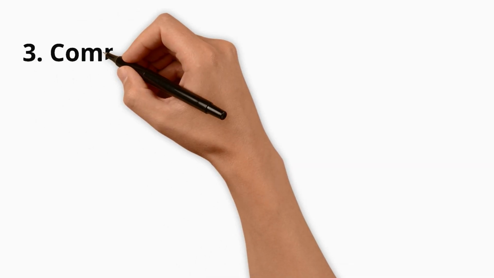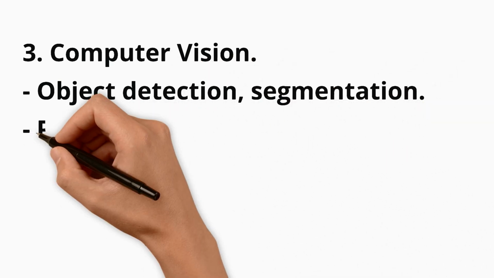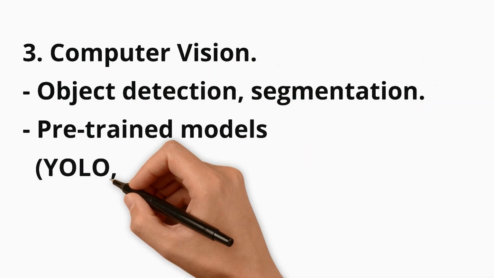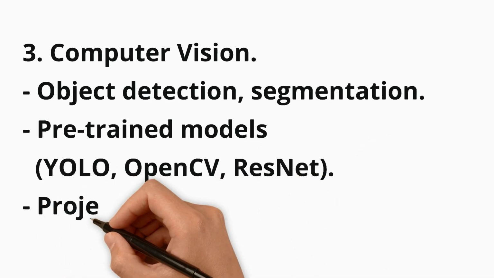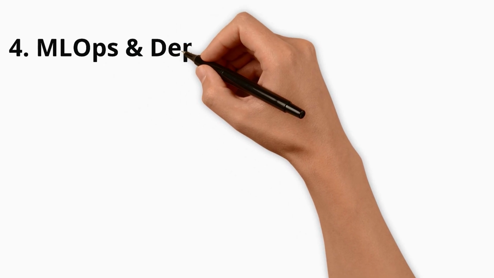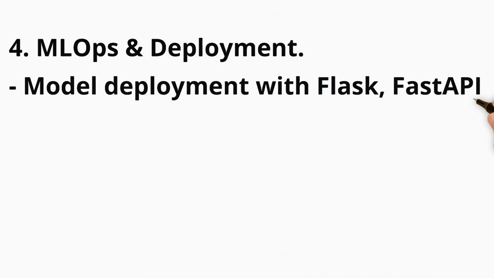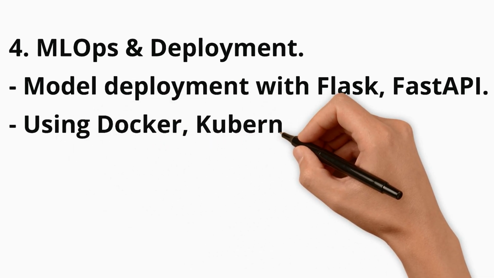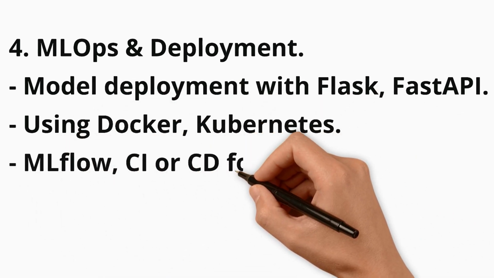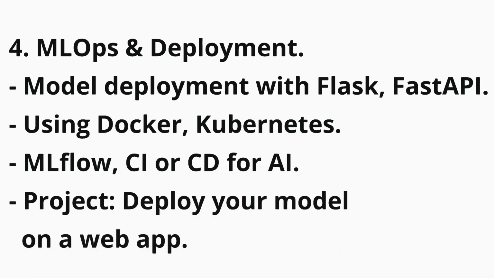3. Computer vision. Object detection, segmentation. Pre-trained models, YOLO, OpenCV, ResNet. Project, real-time face detection. 4. MLOps and deployment. Model deployment with Flask, FastAPI. Using Docker, Kubernetes. MLflow, CI/CD for AI. Project, deploy your model on a web app.